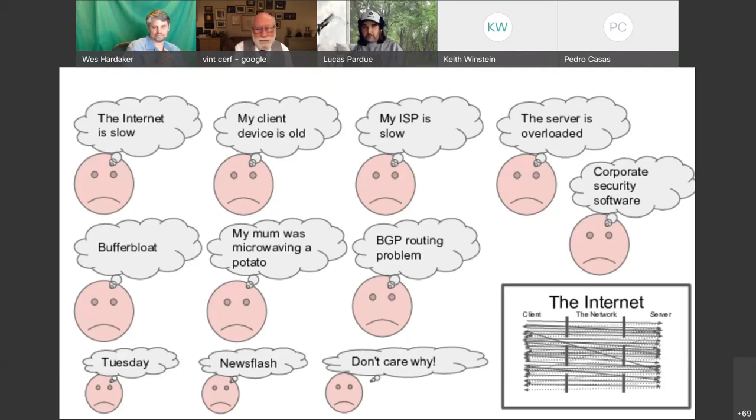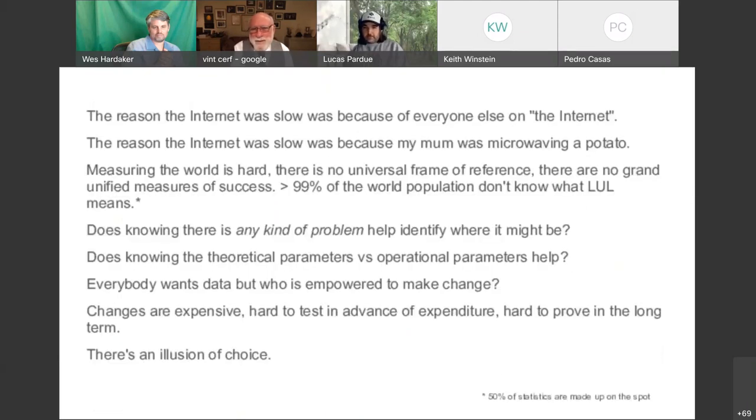What measurable outcome or improvement did that actually make? So if we go to the final slide, some of the reasons the internet was slow is because everyone else is on the internet getting in the way and doing stuff they shouldn't be, but that's life.